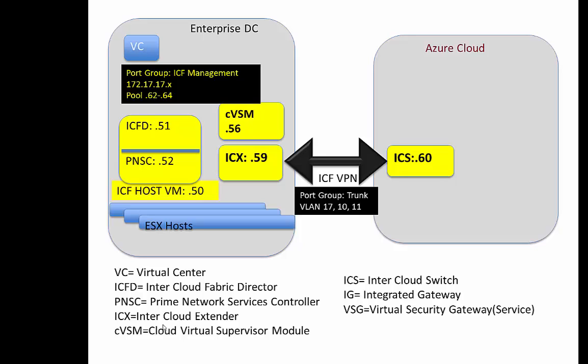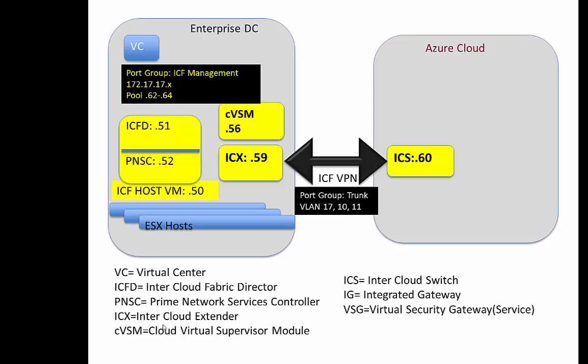Okay, now this is the setup we have done in the last few sessions: deploy ICF host VM, PNSC, ICFD, CVSM, ICX, and ICS. If you're not clear on what job each VM does, it's probably a good idea to go back to the session and have a look. For now, I'll just say that ICX and ICS are making the tunnel, and they're making the seamless operation of workload possible.